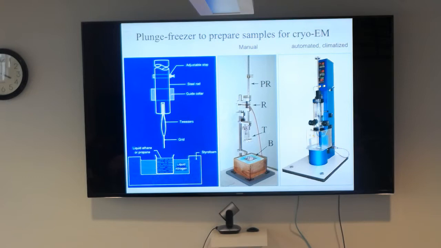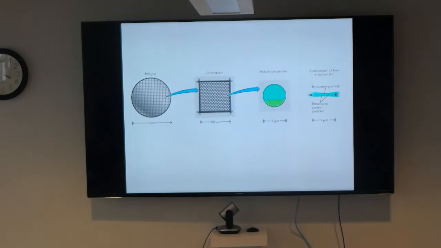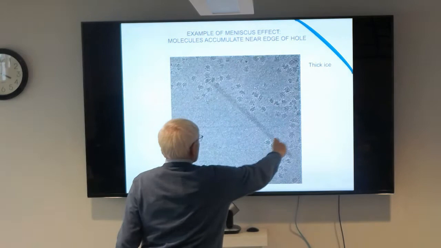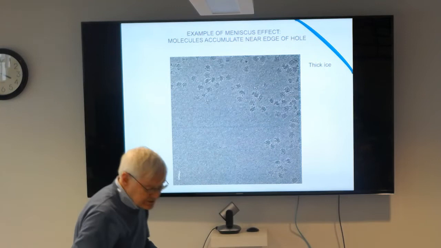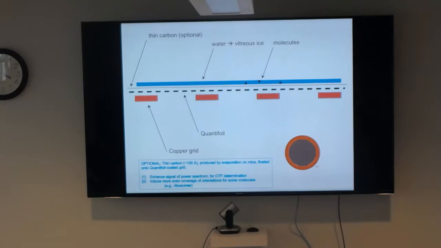Specimen support, we have now all used the Quantifoil or C-flat. So this is of the geometry. Here we have an example of a meniscus effect. Here's the edge of a hole. Close to the edge of the hole, we very often have an accumulation of molecules because we have a thick ice and a thin ice here. So this all can be controlled by all kinds of things that you probably already have heard about. So here are the different layers. You can have thin carbon, and here's the Quantifoil.